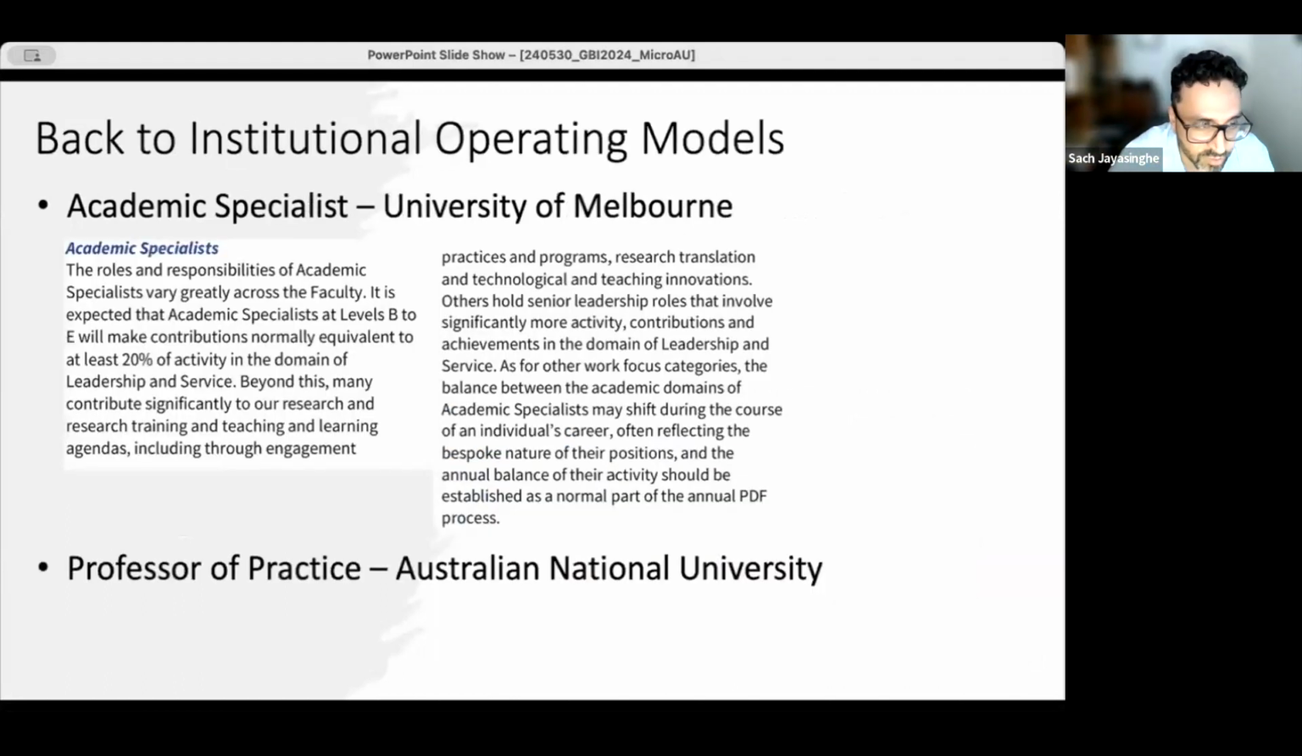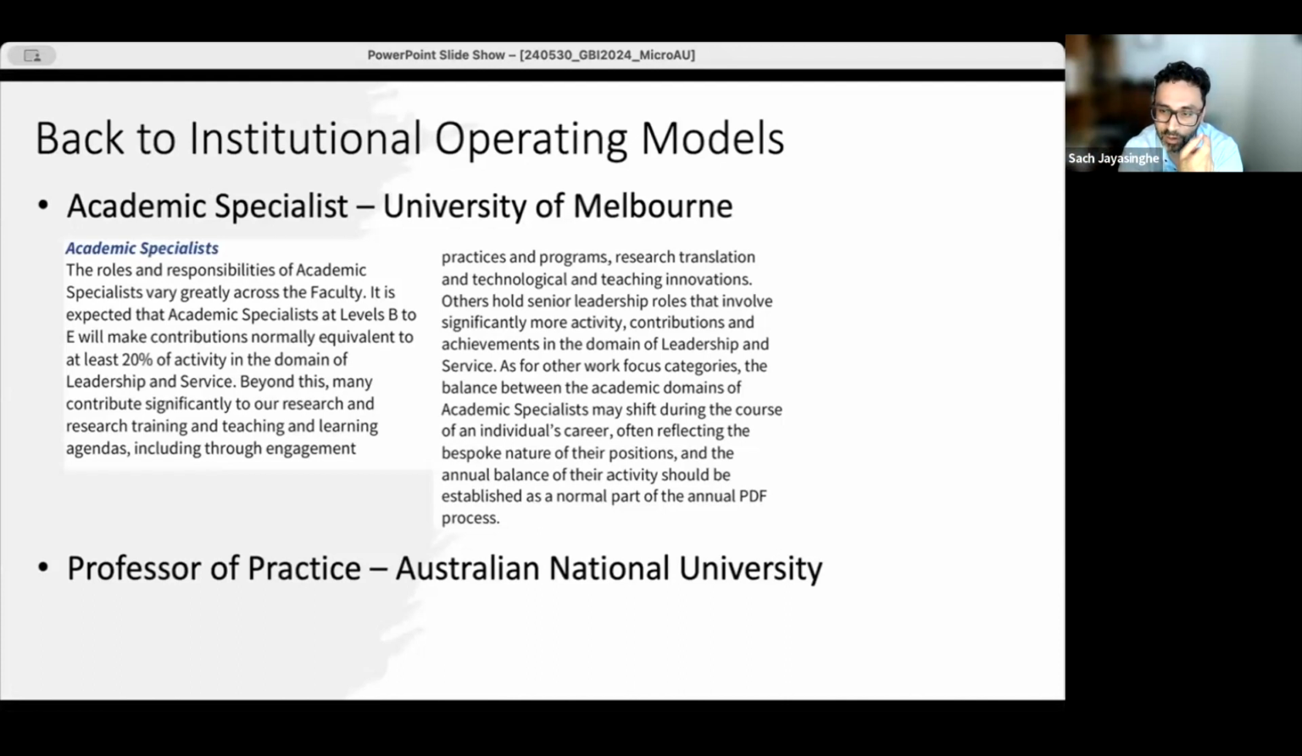Back to institutional. At the University of Melbourne, they also have what's called an academic specialist, and I took this blurb out of one of their documents. It's very similar to the research infrastructure specialist, but it's focused more on the traditional academic and the change there. But the thing to note here is that because the University of Melbourne is a highly devolved university, going back to the operating model, this is the view of the Faculty of Medicine.